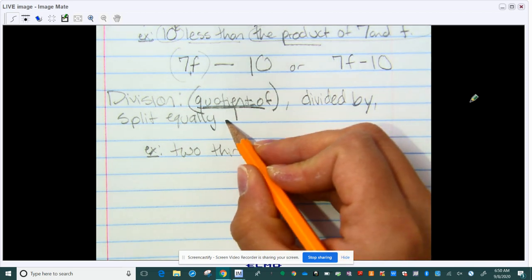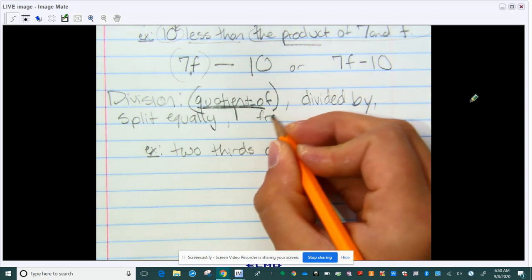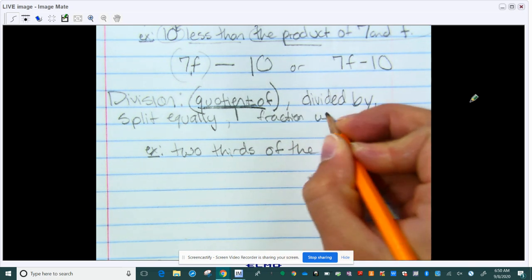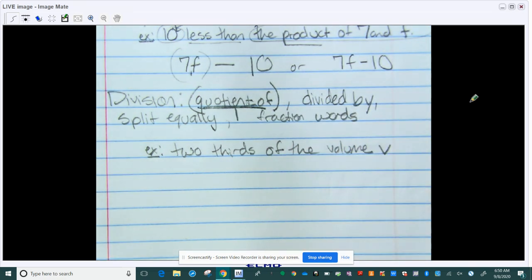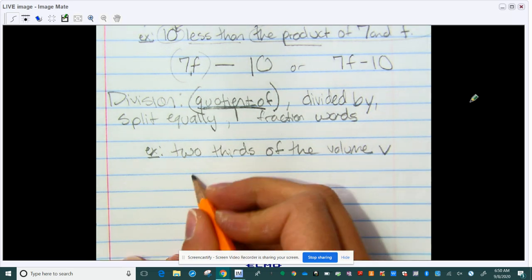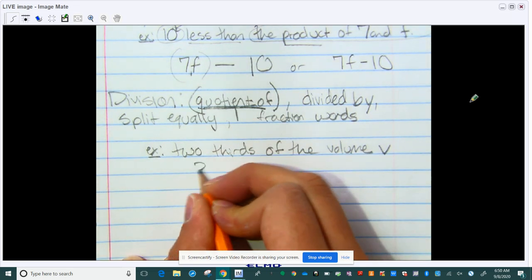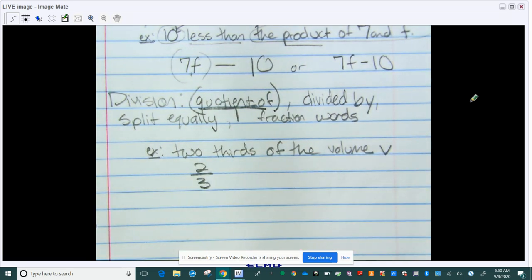Any fraction words. So you could put like fraction words, if that helps you. That also shows division. So we can write this as a fraction, but we can write it two different ways. We could write our 2/3 out front. Now our operator, we have another operator here, this of. Watch out for that little tiny word. It means multiplication. So we're going to have 2/3 being multiplied by the volume V.